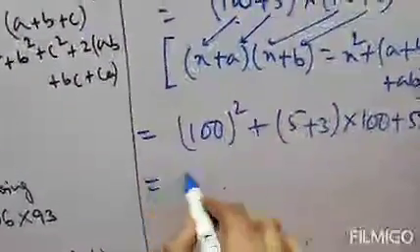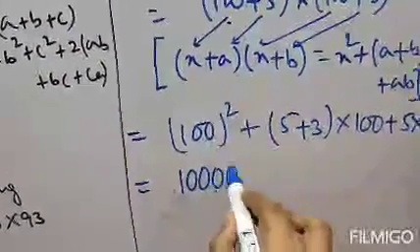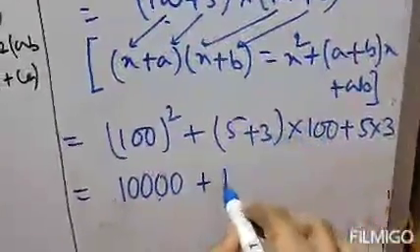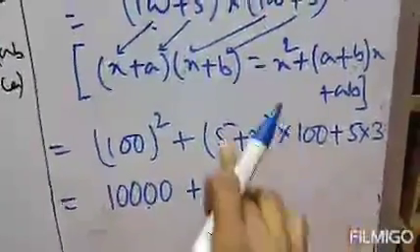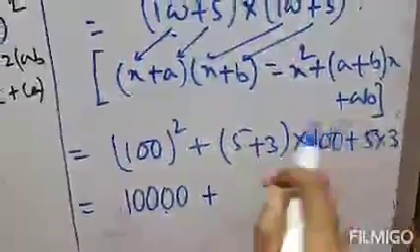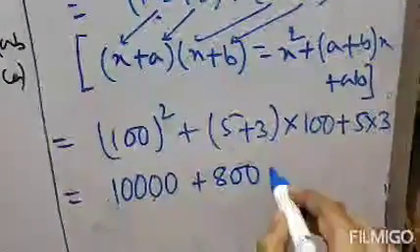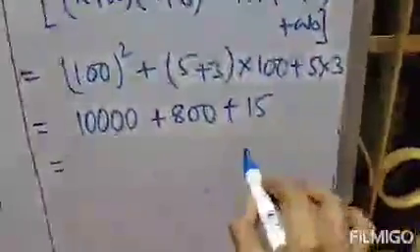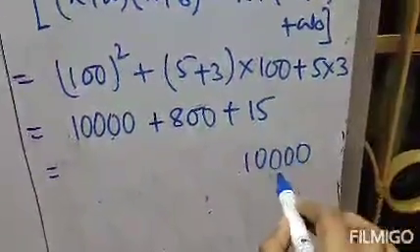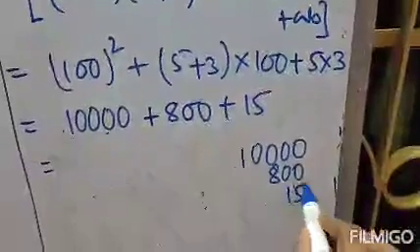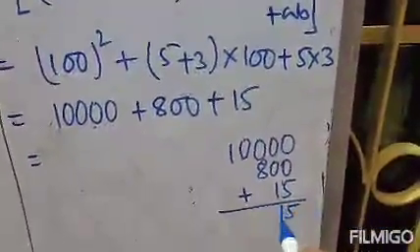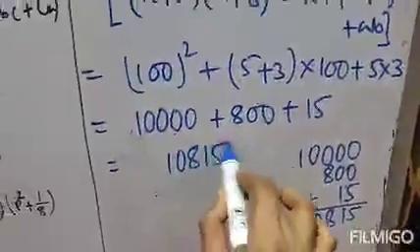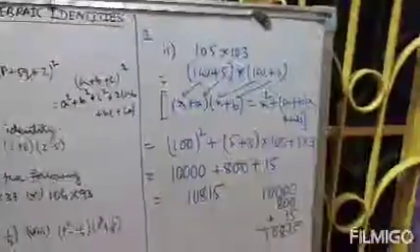Now 100 square means 10000, plus this is 15 into 100, 15 into 100 means 1500, and this is 5 plus 3, 8, 8 into 100 means 800, plus 5 threes are 15. So just add now: 10000, 800, 15, so the answer is 10815. This is your answer. 10815 will be your answer.